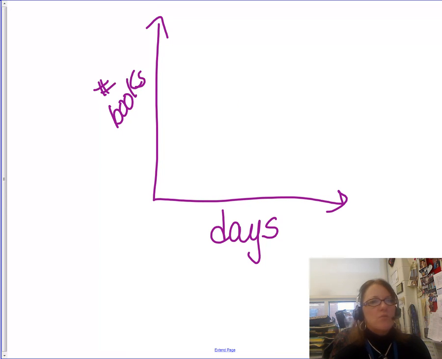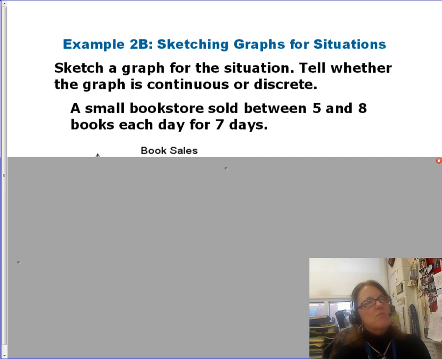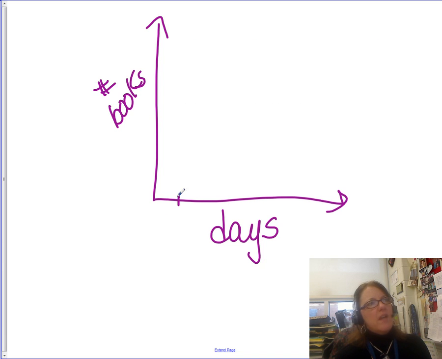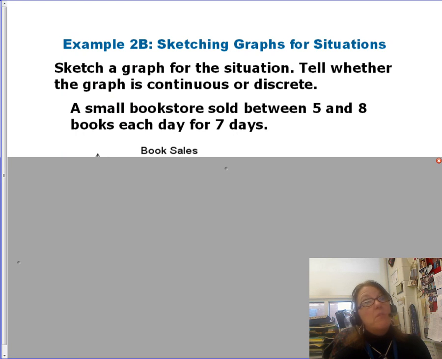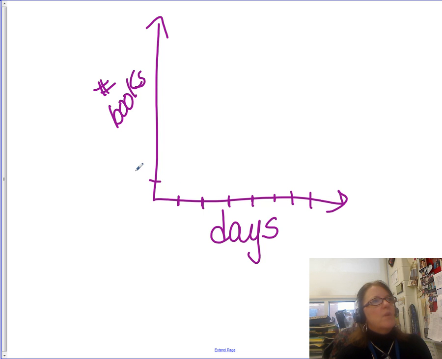Now, this isn't a huge Barnes and Noble store. This is just a small little bookstore. So they're selling between 5 and 8 books each day for 7 days. So we have day 1, day 2, day 3, day 4, day 5, day 6, day 7. And what did it say? Between 5 and 7 books? 5 and 8 books. Okay. So if we go 1, 2, 3, 4, 5, 6, 7, 8, and 7, 6, 5, 4, 3.